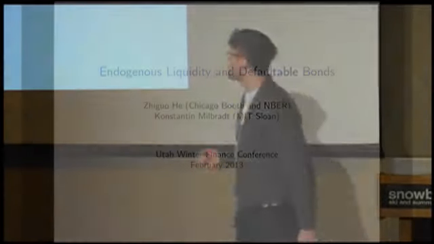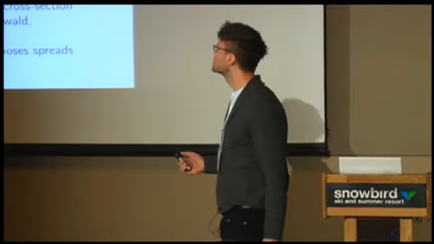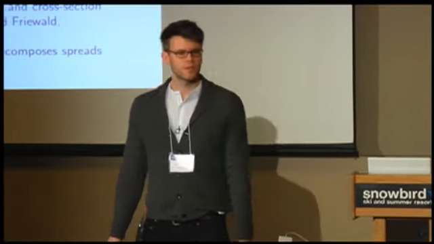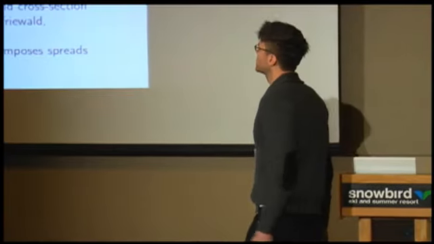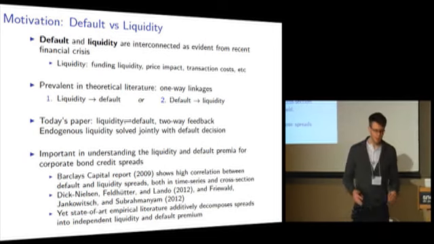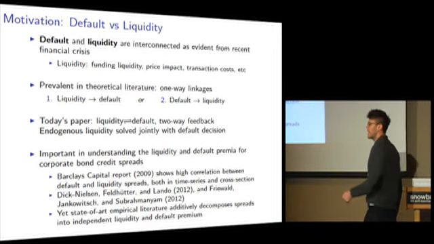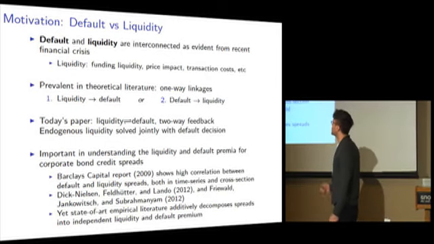This is joint work with Zhiguo, and this paper today is really about how corporate decisions interact with the financial markets and vice versa, how financial markets interact with corporate decisions. And so here the main corporate decision we're going to look at is default. We know from the recent financial crisis that default and liquidity are interconnected, as evident from, say, the spiking default rates and illiquidity rates we saw during the crisis.